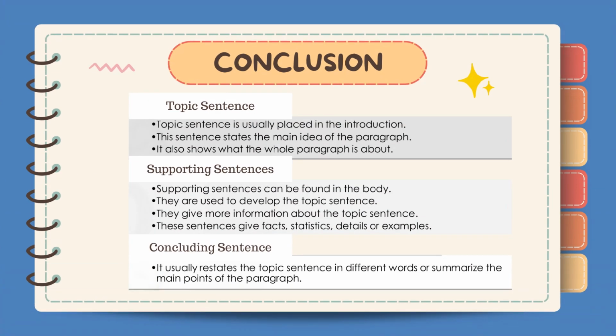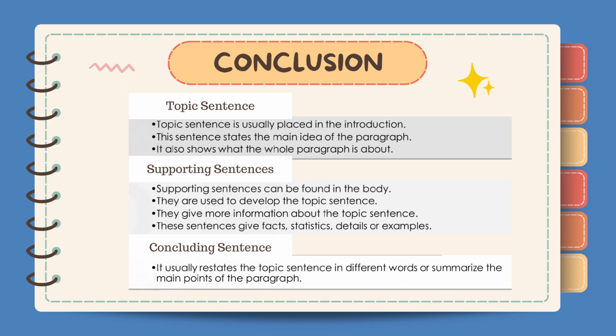To summarize this week's topic, we talked about composing an effective paragraph. We imagined a paragraph as a hamburger and analyzed each part of it. We talked about the topic sentence, supporting sentences, and concluding sentence. Again, when we say topic sentence, it is usually placed in the introduction. This sentence states the main idea of the paragraph and it also shows what the whole paragraph is about.